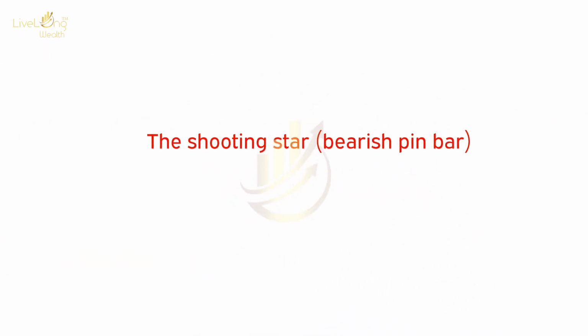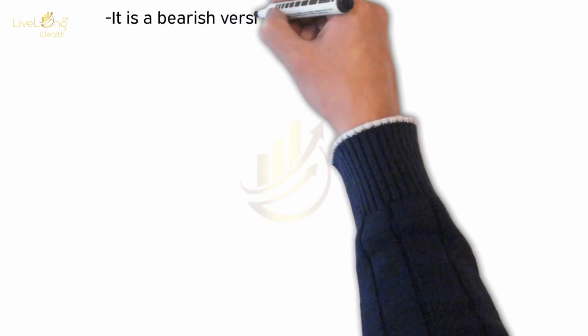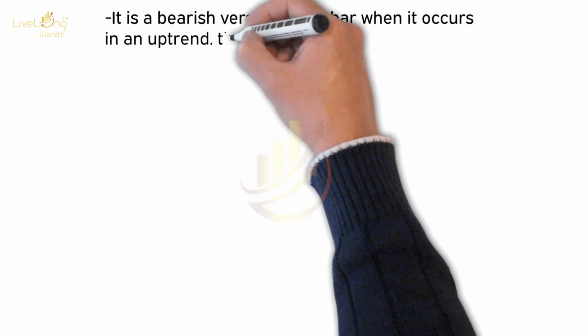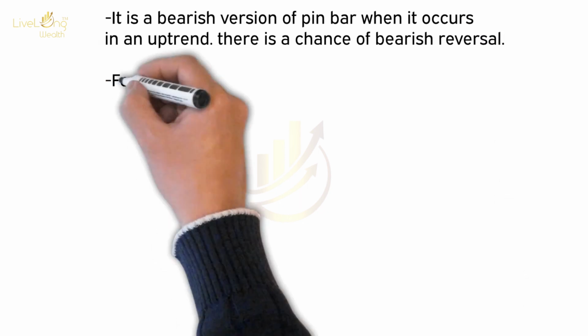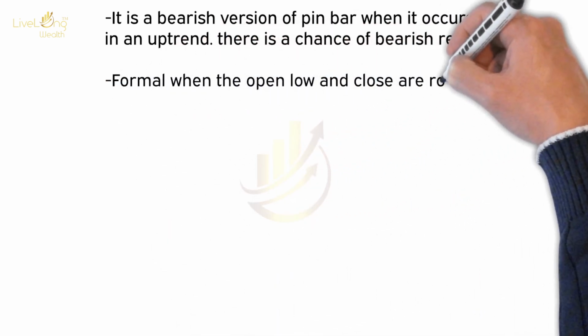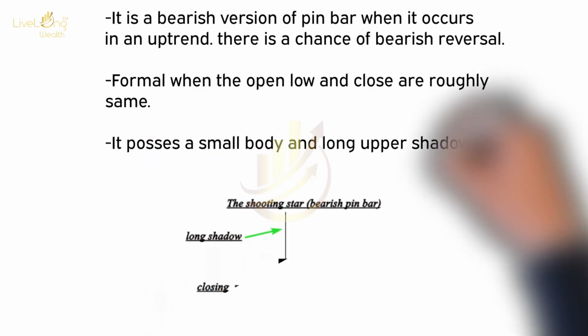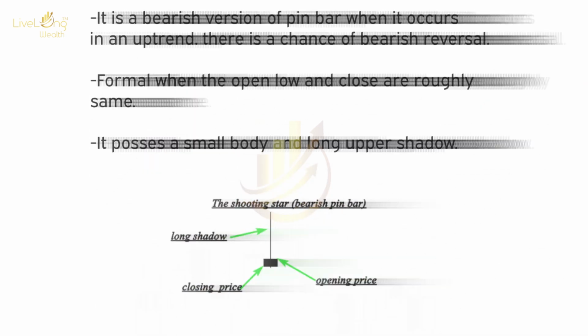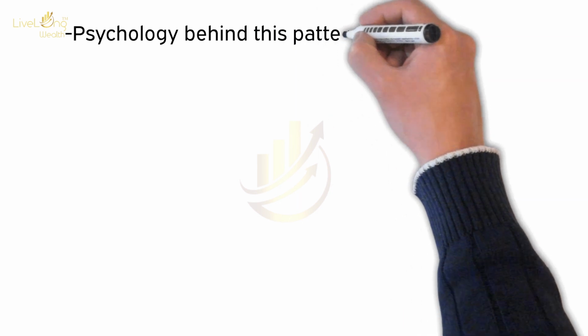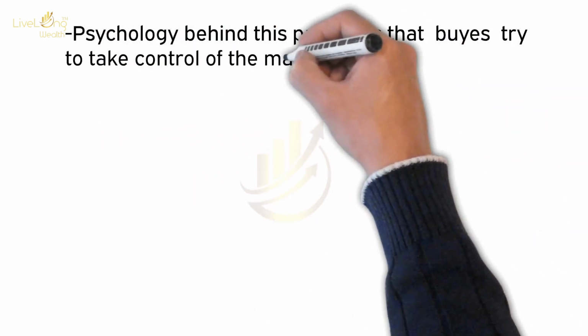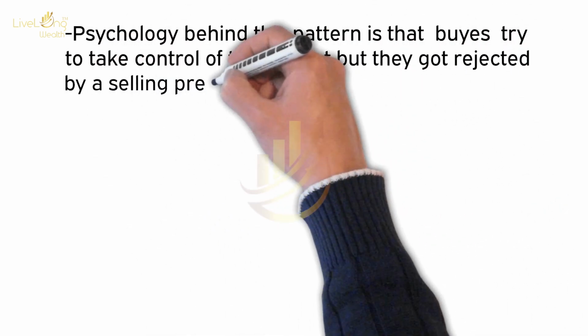The shooting star, bearish pin bar. It is a bearish version of the pin bar. When it occurs in an uptrend, there is a chance of bearish reversal. It forms when the open, low and close are roughly the same. It has a small body and long upper shadow. The psychology behind this pattern is that buyers try to take control of the market but they get rejected by selling pressure.